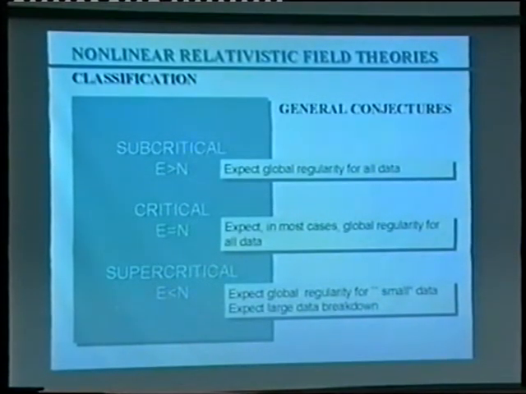And finally, supercritical, you expect global regularity for small data. And this is, I think, a fundamental result to prove, and expect large data breakdown. So large data in principle breakdown, not small data. So from a certain point on, there is a phase transition. Again, you start getting breakdown in this case. Right? There is another type of phase transition, but there is a phase transition. And understanding somehow that phase transition is also, I think, fundamental.